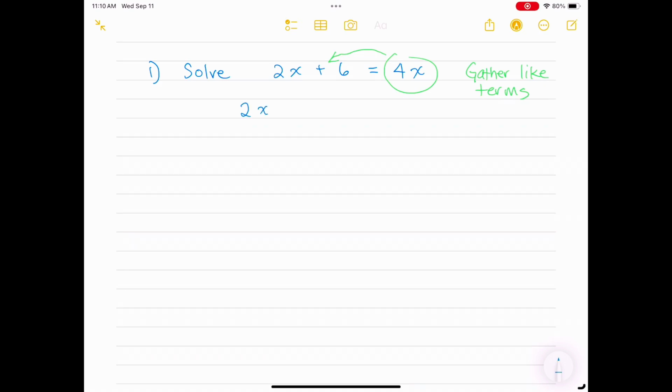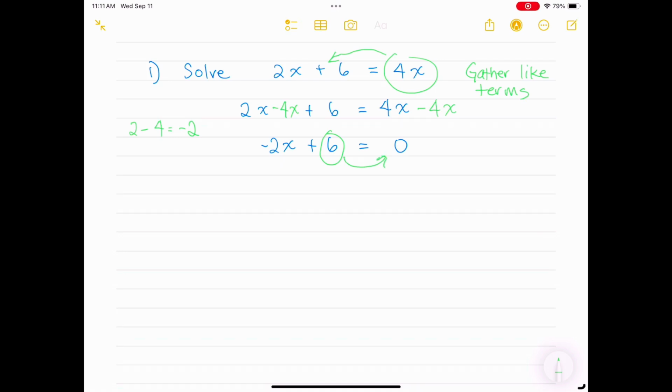So I rewrite the equation, giving plenty of space to show my work. I start by subtracting 4x from the right-hand side. 4x minus 4x equals 0. And to balance the equation, I must subtract 4x from the left-hand side as well. 2 minus 4 equals negative 2. Therefore, 2x minus 4x equals negative 2x. We bring down the rest of the equation, plus 6.